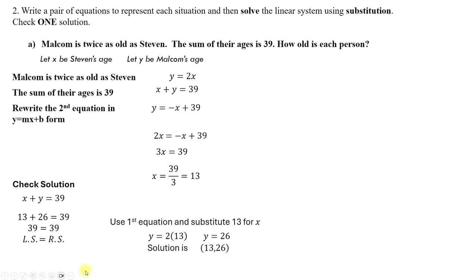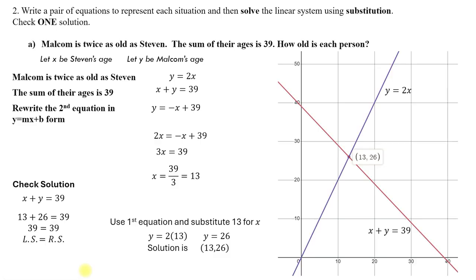Once again, we're not asked to do this, but we can illustrate that it is an intersection by graphing these two equations, and we can see again that the two lines intersect at the point (13, 26). Our therefore statement would read, therefore, Malcolm is 26 and Stephen is 13.